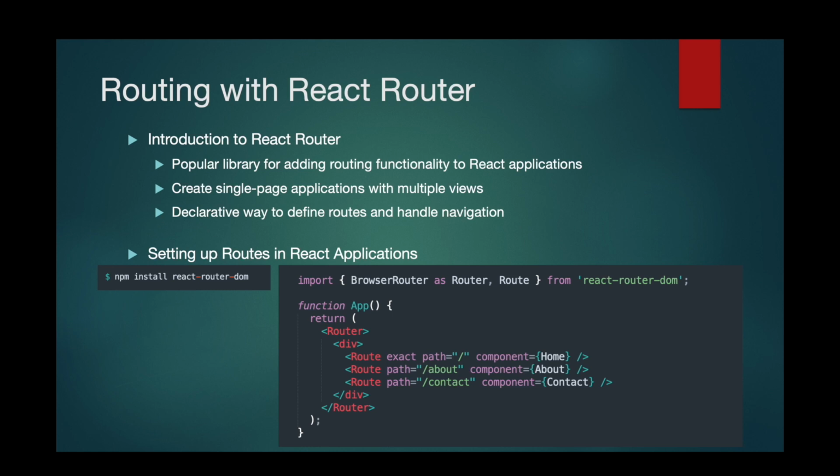In this example, we define three routes: slash, slash about, and slash contact, each rendering a different component when the corresponding URL is matched. So for example, when the route exact path equals slash, it will open the component Home. Same for slash about, it will open About. Slash contact, it will open Contact.